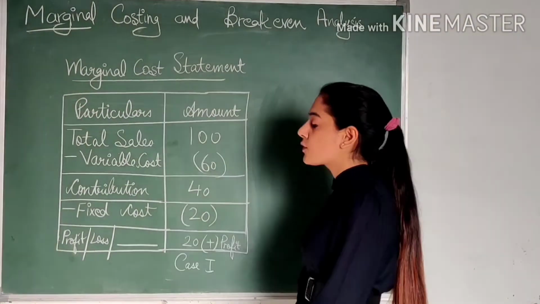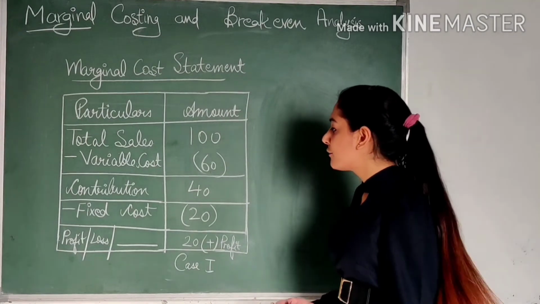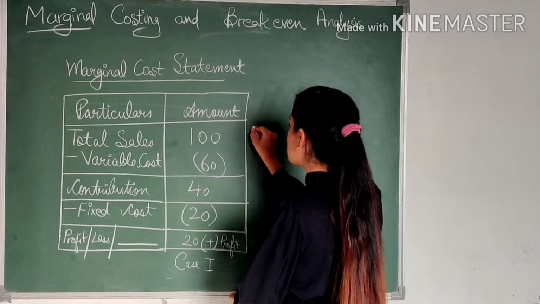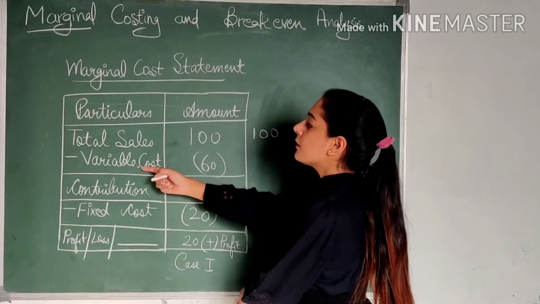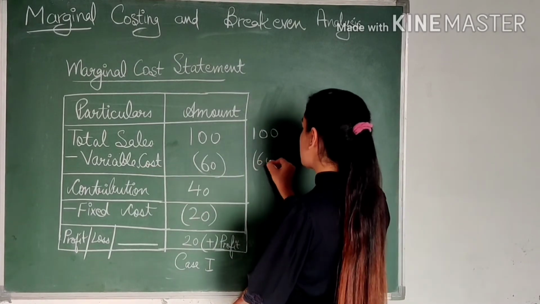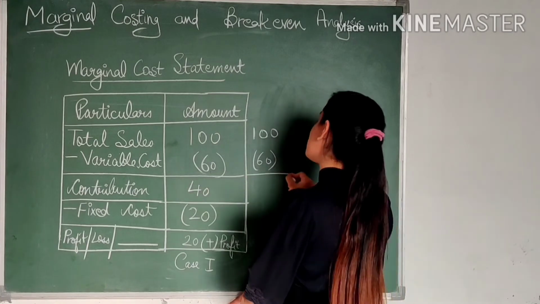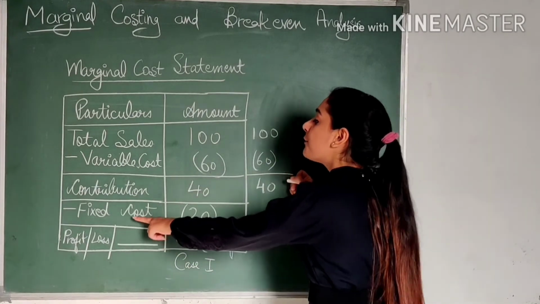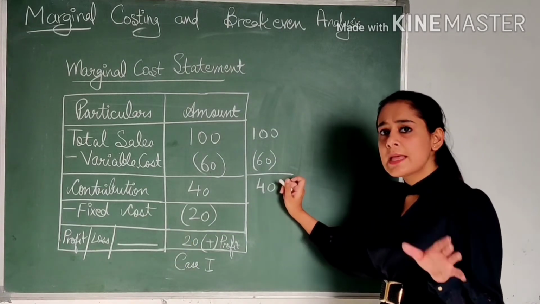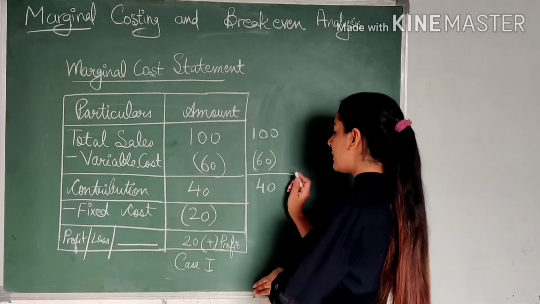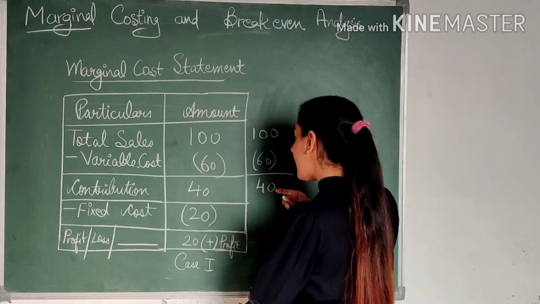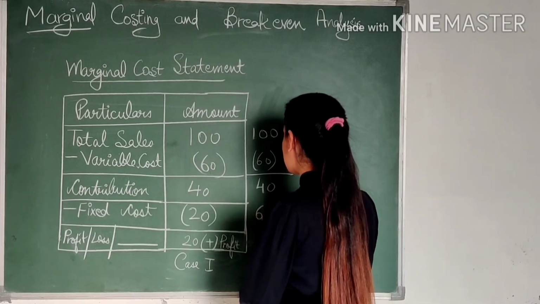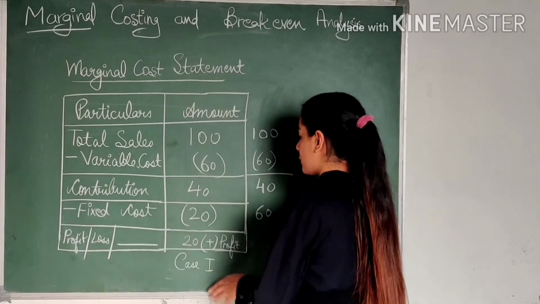But let's talk about the next case, which is the case of loss. In this, we can say that our total sales is 100, variable cost is again 60, contribution comes out to be 40, that is 100 minus 60. Again, for the fixed cost, let's suppose this time it is a little higher than this contribution amount. Let's suppose it's 60. 60 is my fixed cost.